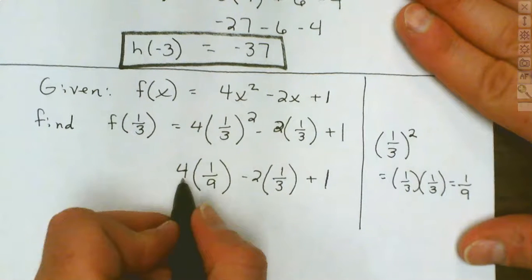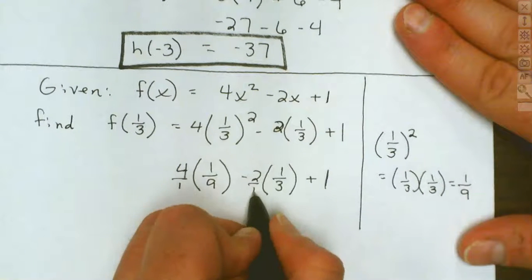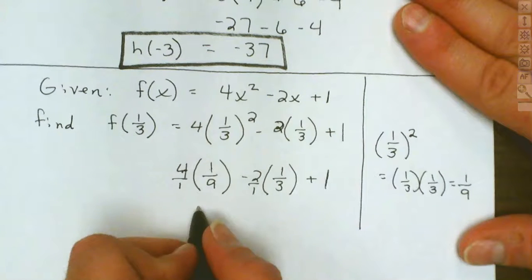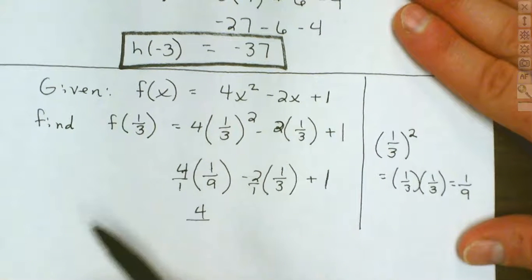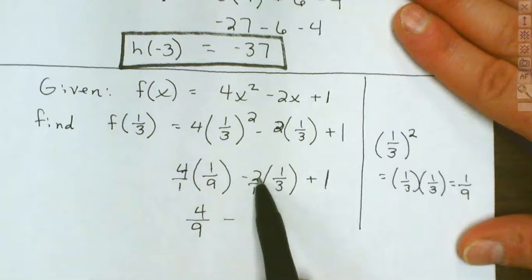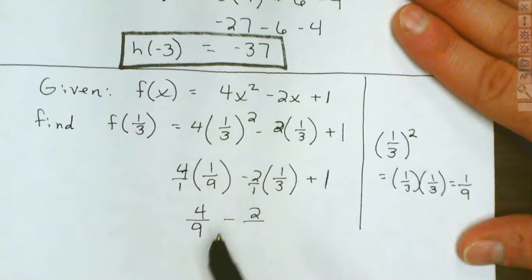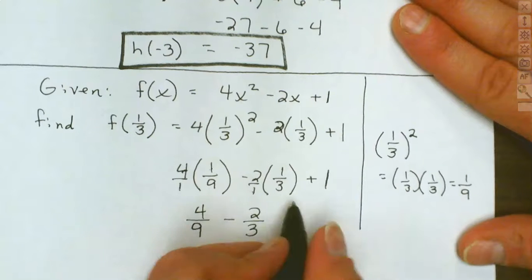Okay, and that's like a 4 over 1. 4 over 1. So that's 4 times 1. That makes it a 4. 1 times 9. That makes it a 9. Next one. Minus 2 times 1. That's a minus 2. 1 times 3. That makes it a 3.